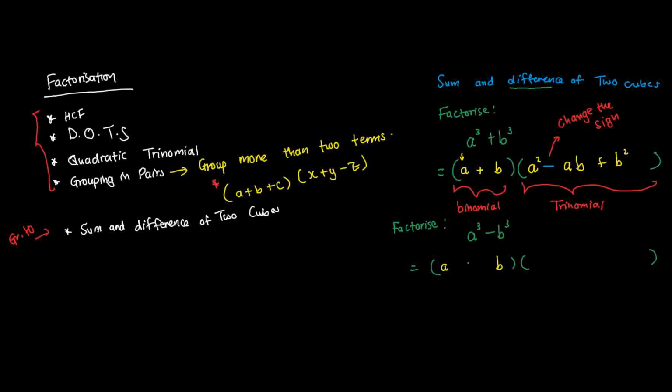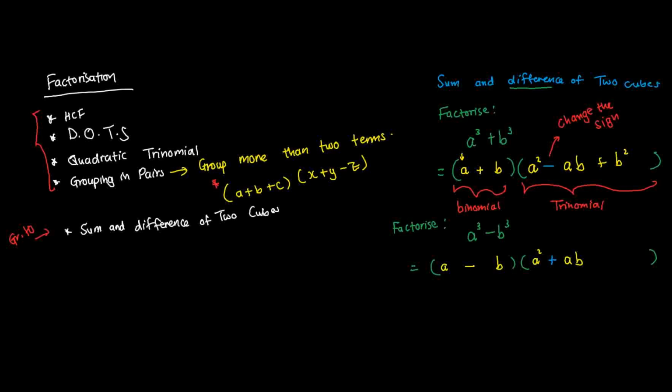I am subtracting, it's the difference, so there's going to be a minus sign in between. To get the trinomial, I'm going to look at the first term and square the first term. To get the middle term, I'm going to say a times negative b. What's a times negative b? It's going to be negative ab, but we need to change the sign. So it's going to be plus ab. Lastly, we need to square the last term.